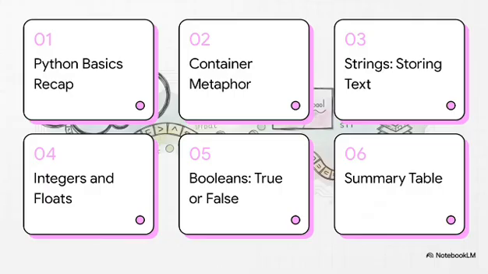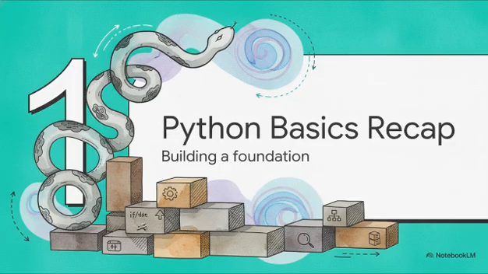Here's our quick roadmap for today. 1. A Python basics recap. 2. The container metaphor. 3. Strings, which store text. 4. Numbers, specifically integers and floats. 5. Booleans, representing true or false. And 6. A handy data type summary table.